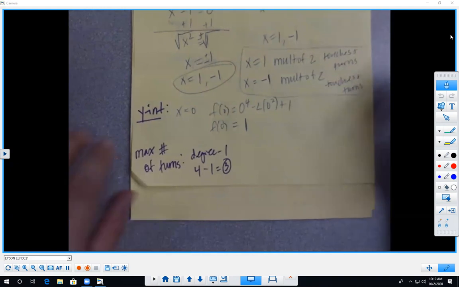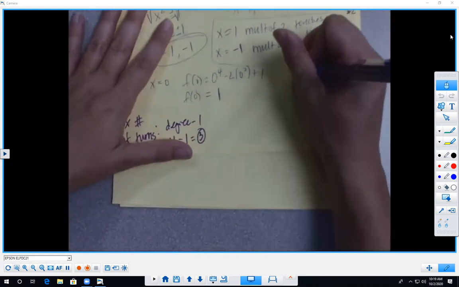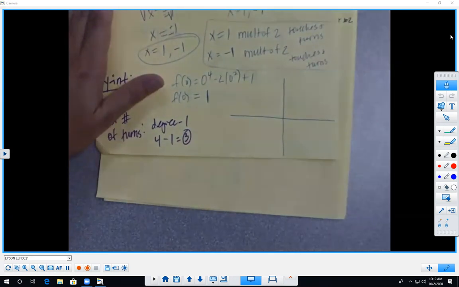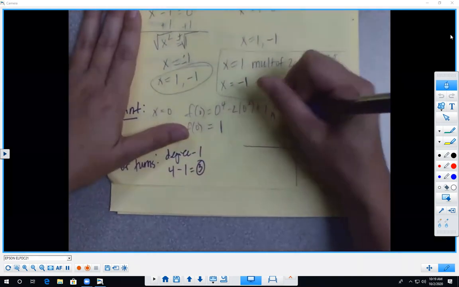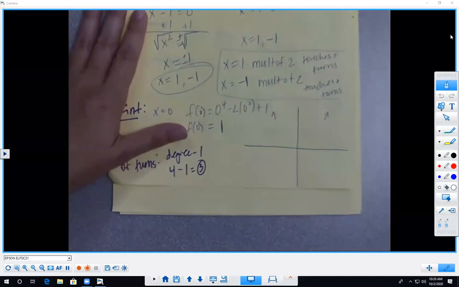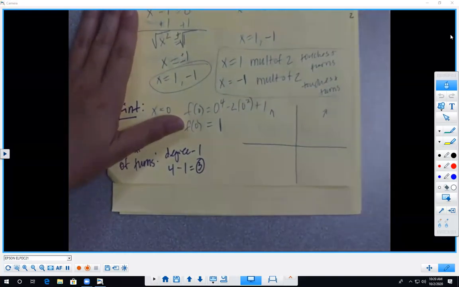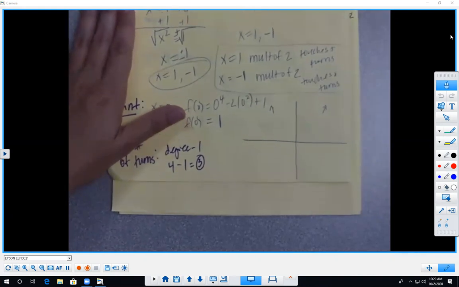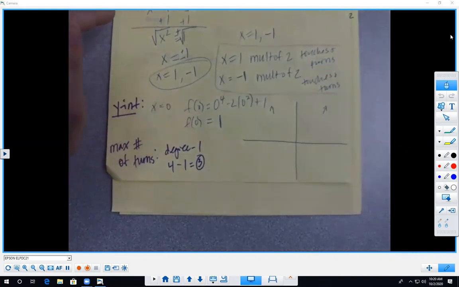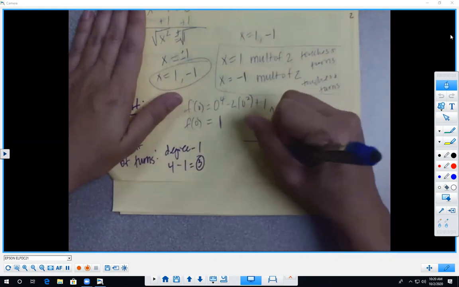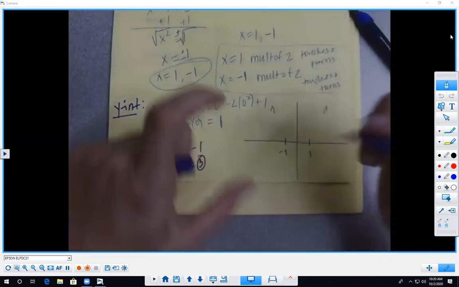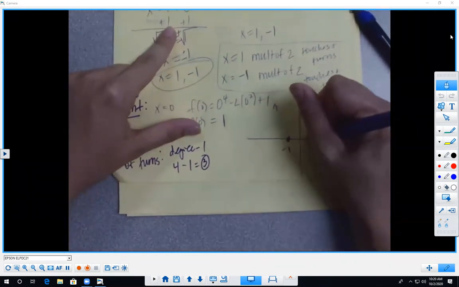Okay, so when I go to graph it, I know my end behavior is positive, even, so it's going to go up on both sides. I don't know exactly where, but it's going to go somewhere up on both sides. My x-intercepts are at -1 and at +1. So I'm going to have a dot there and a dot there.